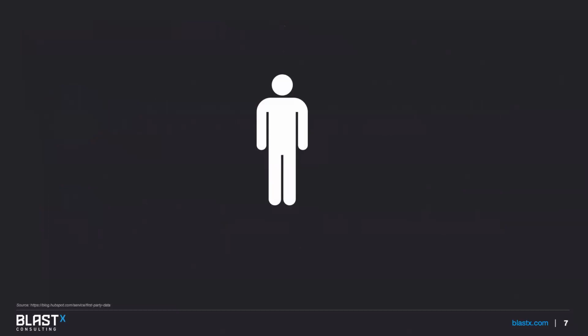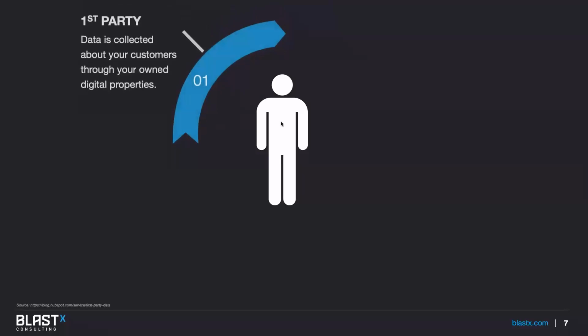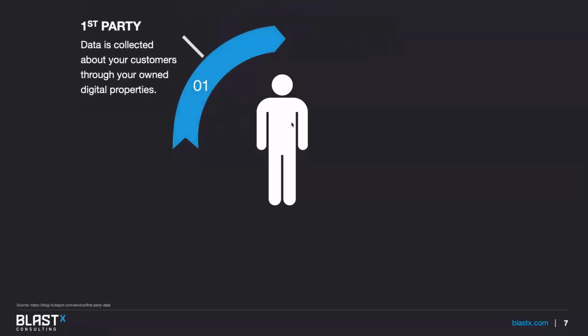Now, when we talk about data, not all data is created equal, right? So we want to quickly talk about the different data types. The first type here is first-party data, right? And this is the data that's collected about your customers through your own digital properties. Someone comes to your website, they navigate to a product listing page, that behavior being tracked, that's first-party data.